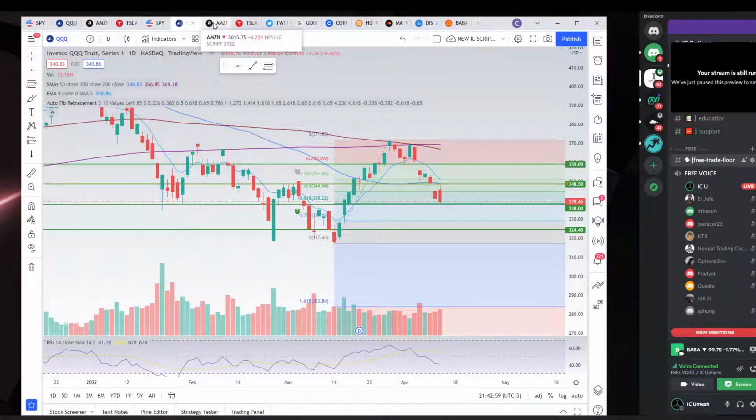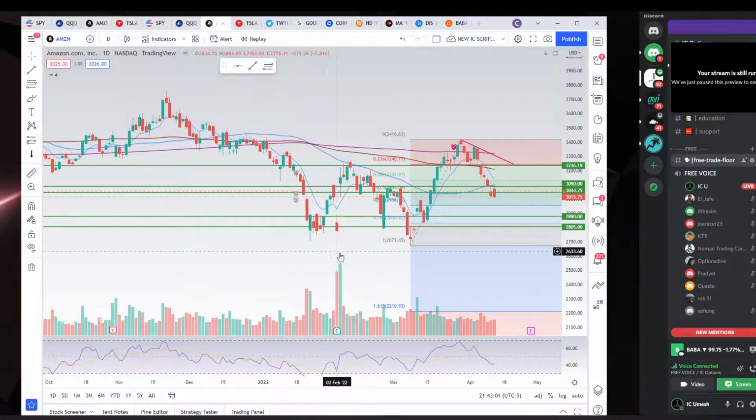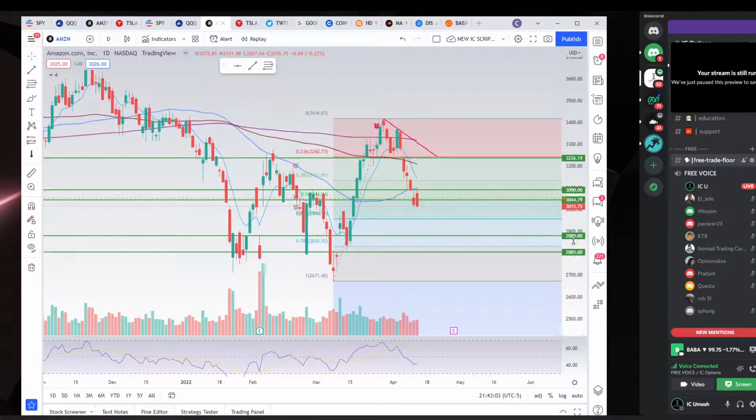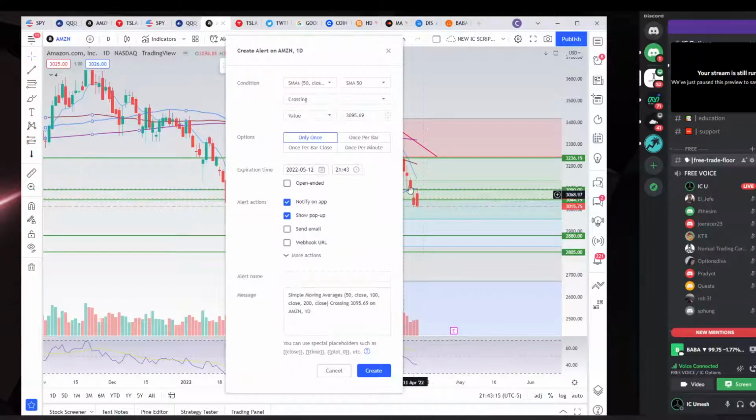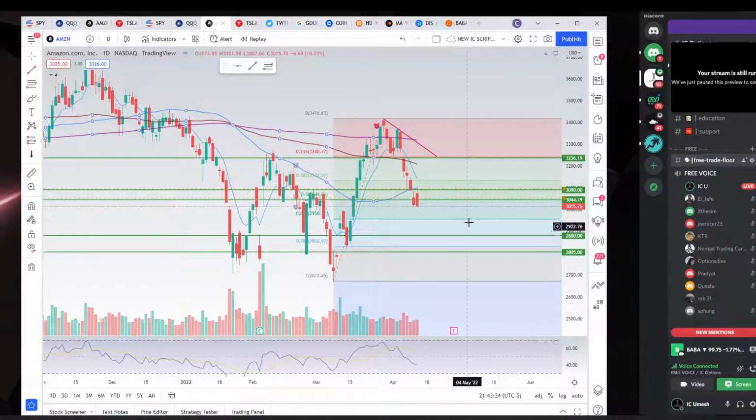And the next one, of course my favorite one, is Amazon. Amazon today rejected right at this 50 SMA. It just cannot get over it. This is the second day it rejected. We'll definitely keep an eye on it, so I'm going to go ahead and add my alert on it again. Bullish above. But if this one breaks tonight, today's lows, this one is headed all the way back to 2950s.